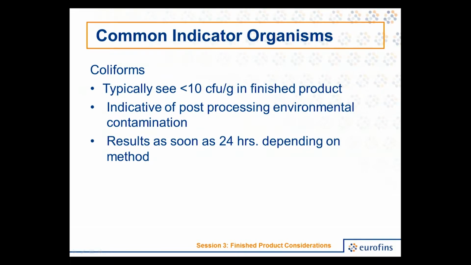And coliforms is another indicator organism that we see. It's a smaller group of similar organisms. Actually, a lot of the coliform organisms are in the family of EB, and we also typically see less than 10 CFU per gram in finished product. It's also indicative of post-processing contamination, and once again, we can get results as soon as 24 hours, depending on the methodology that is requested or that you require in that product.